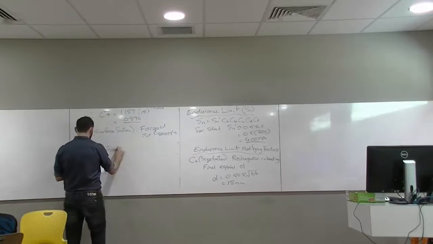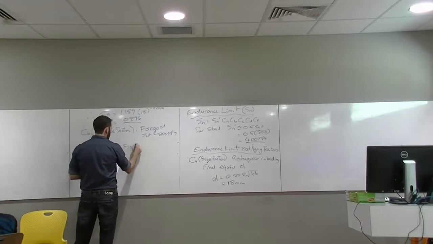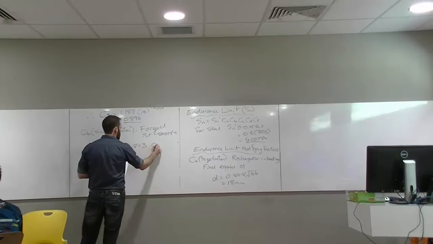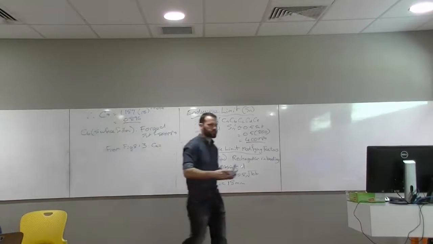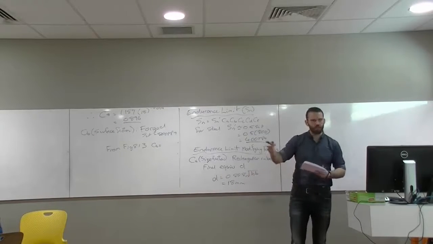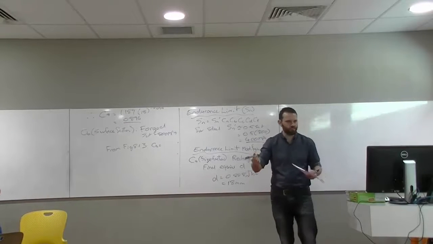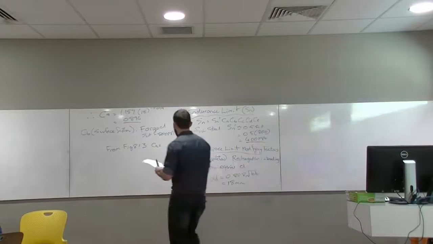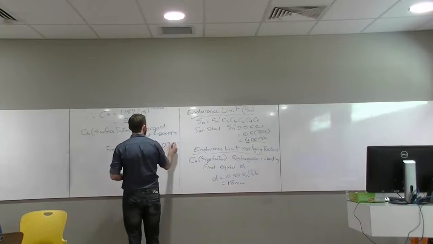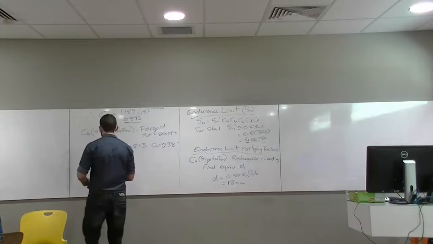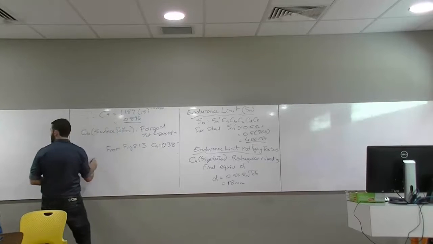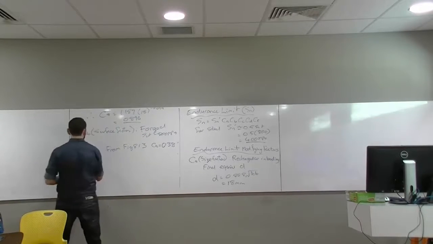From figure 8.13, CB, what did everyone read that as? 0.38. Any difference? Yeah, 0.375 or something like that, I think. 0.38, sounds good. Alright. CC, CC is temperature, yep, good.